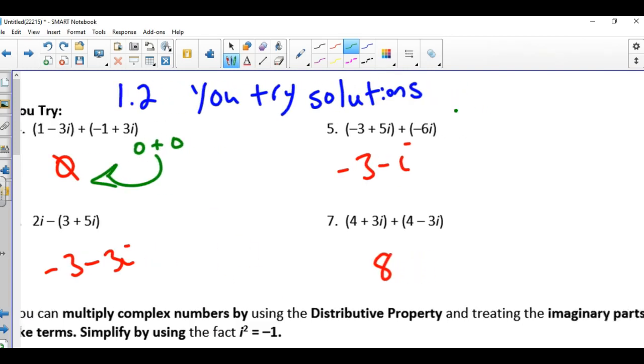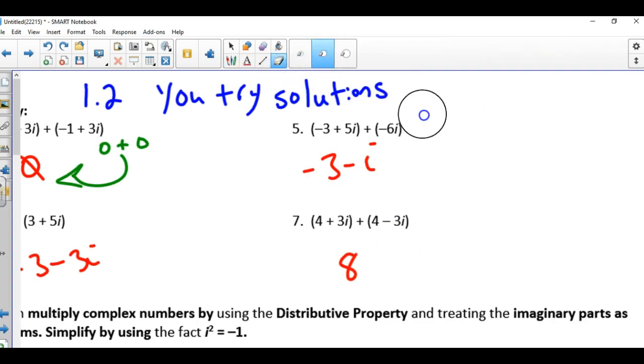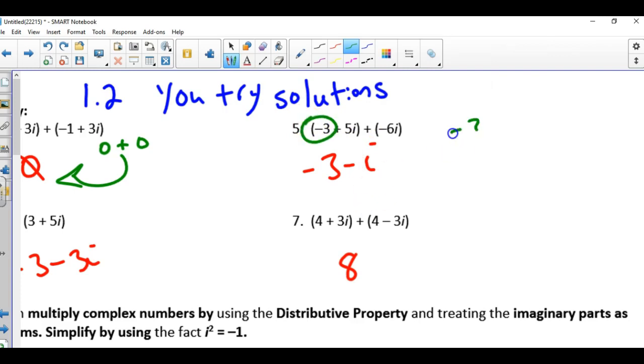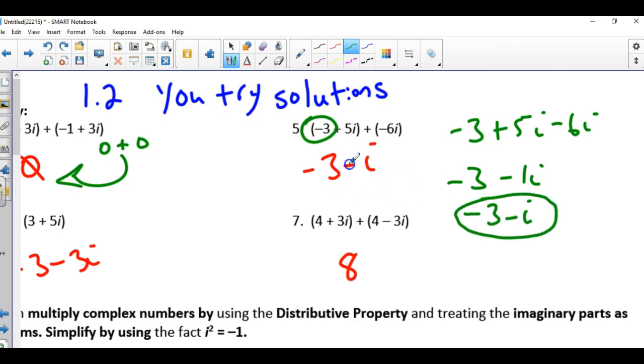Okay. Number 5, there were a couple questions about it that I received either in the comment section or through Remind directly. Again, real with real and imaginary with imaginary. The real part is simple. There's only -3. Okay, so that's -3. Over here, though, for the imaginary parts, I have 5i minus 6i. Well, guys, what's 5 minus 6? -1. So you have -3 minus 1i. All right, this, guys, you can reduce. -1 times i is -i, so -3 minus i, which is what I have right here.